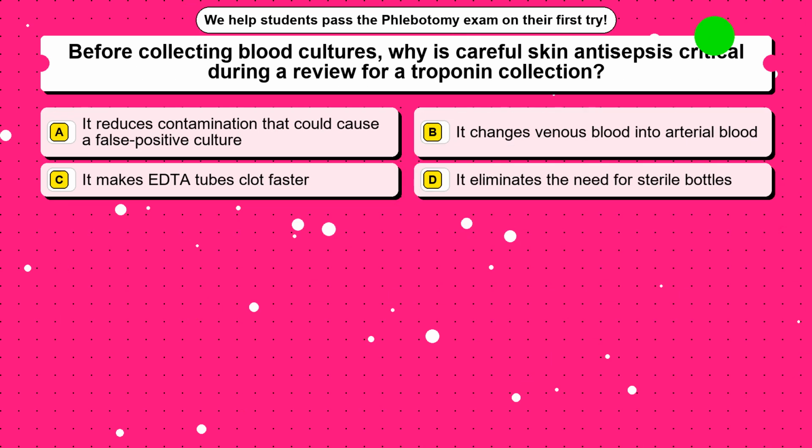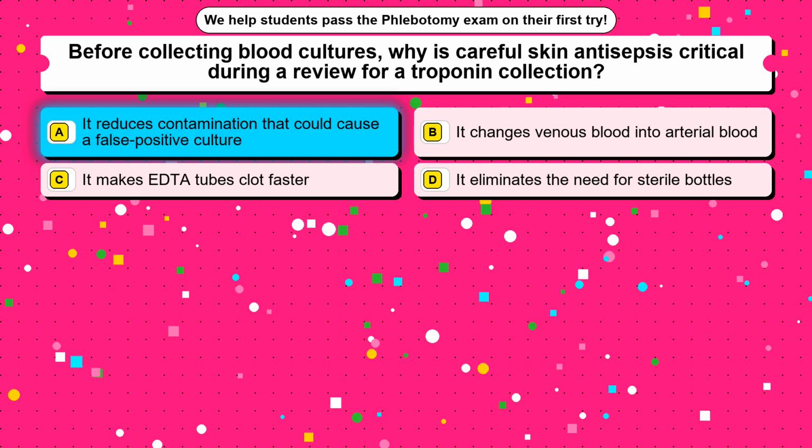Question 43. Before collecting blood cultures, why is careful skin antisepsis critical during a review for a troponin collection? Option A. It reduces contamination that could cause a false positive culture. Option B. It changes venous blood into arterial blood. Option C. It makes EDTA tubes clot faster. Option D. It eliminates the need for sterile bottles.